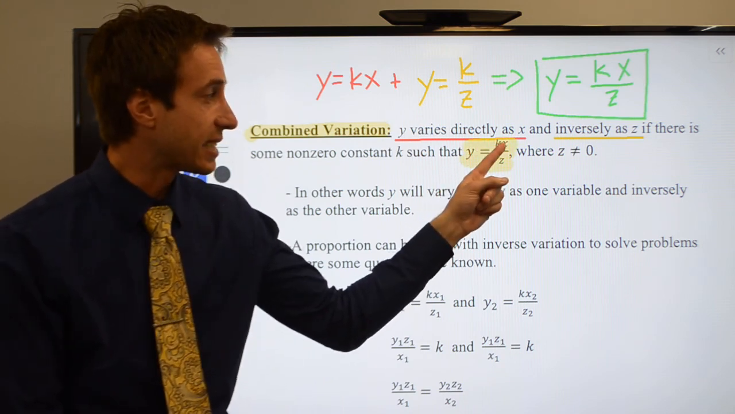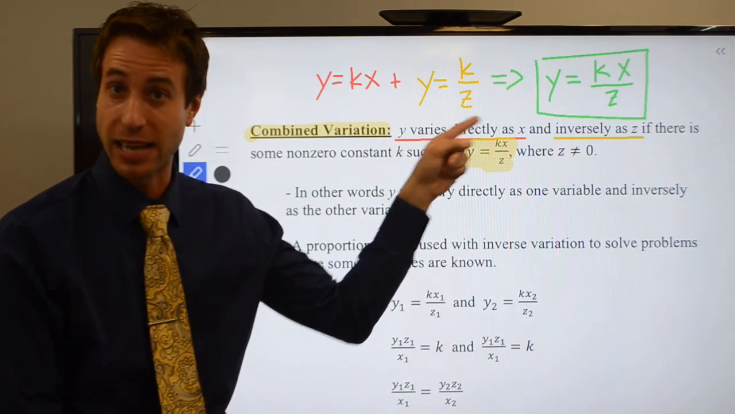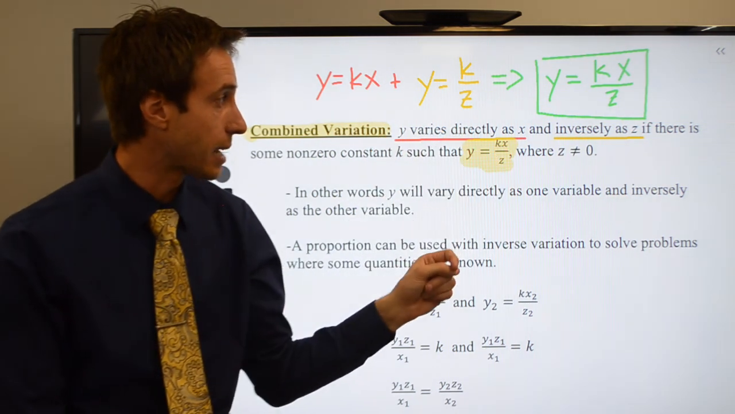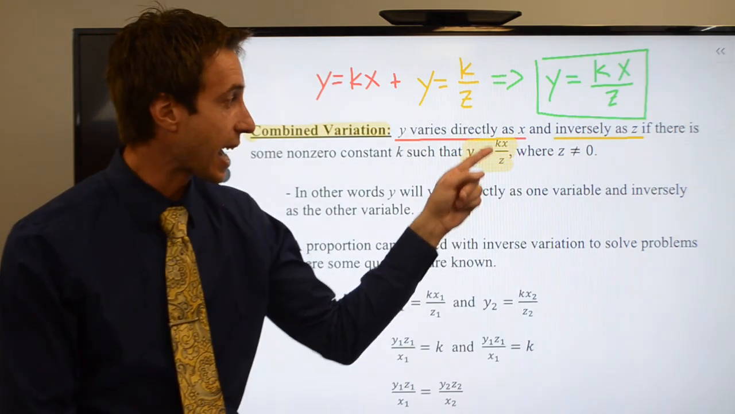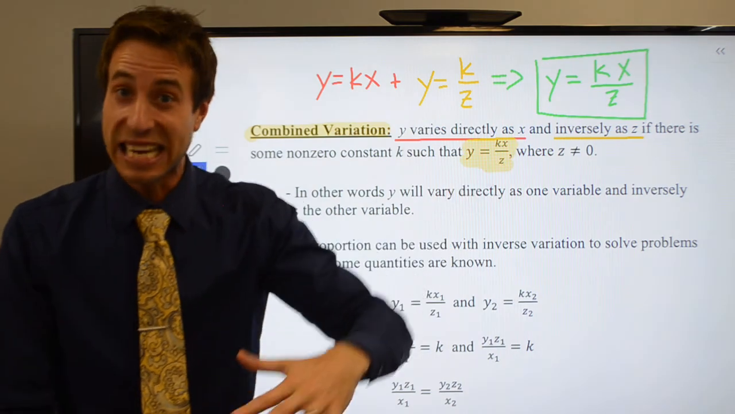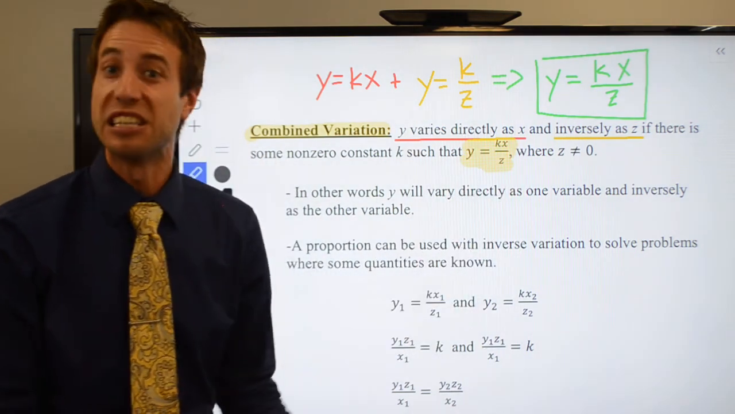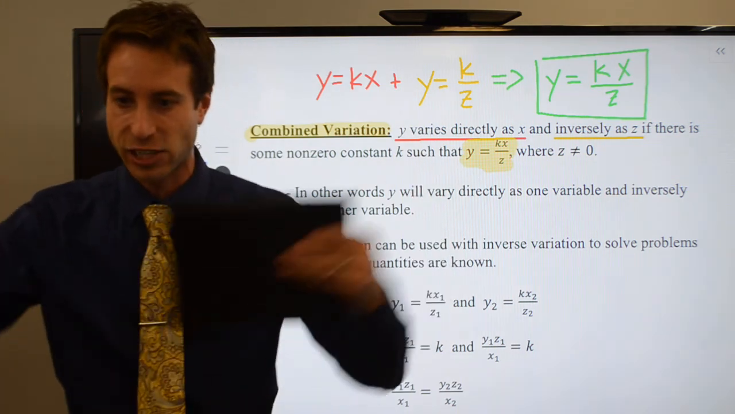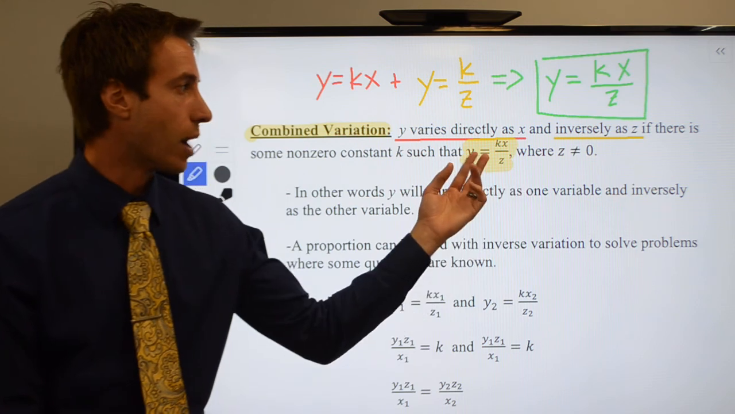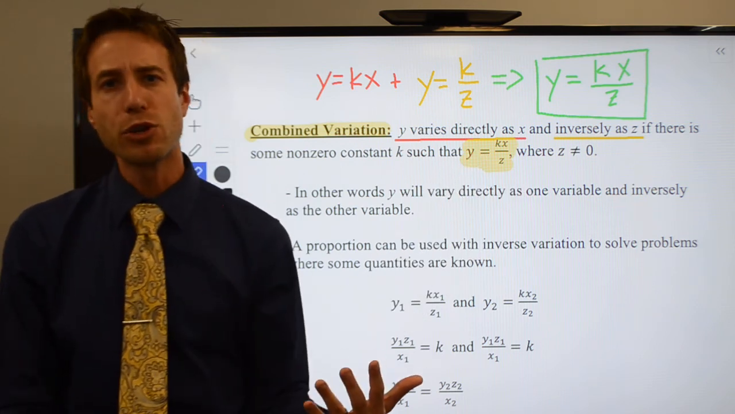Y equals k times x, that's the direct variation. Y varies directly as x, y equals k times x. And y varies inversely as z, y equals k over z. That's the inverse part. We put those two things together. Y equals kx divided by z. Combined variation. You're taking direct variation and inverse variation, putting them together, and you wind up with this combined variation formula. But again, we probably won't use it that often.